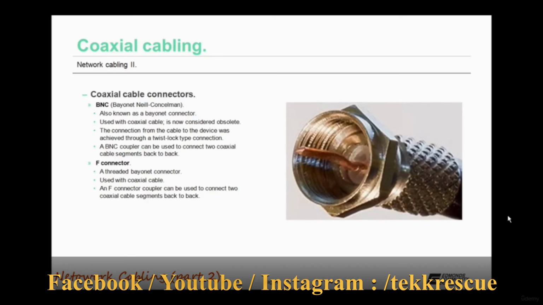Much more common is the F connector. It's a threaded bayonet connector, and it's also used with coax cable. An F connector coupler can be used to connect two coax cable segments back to back.